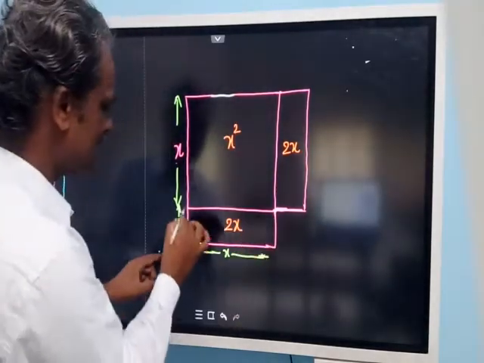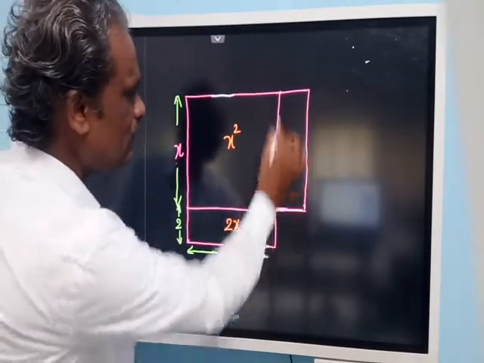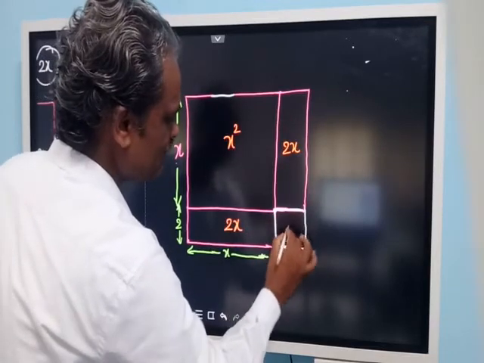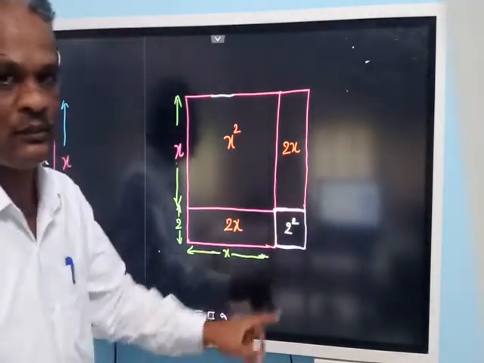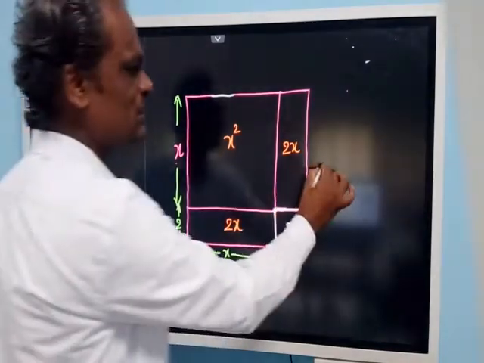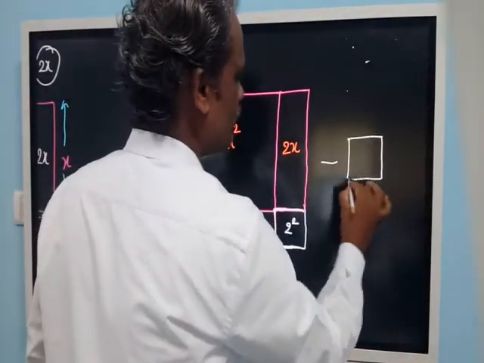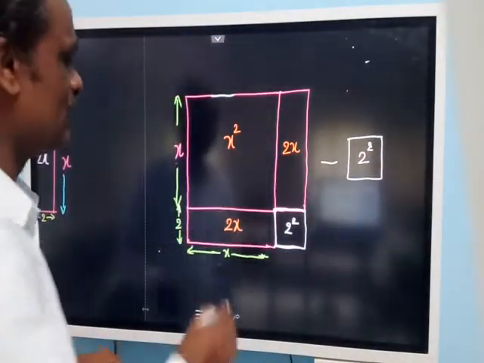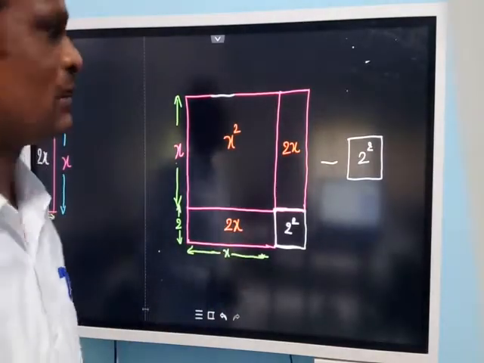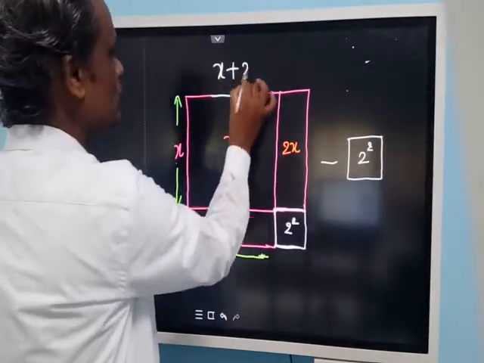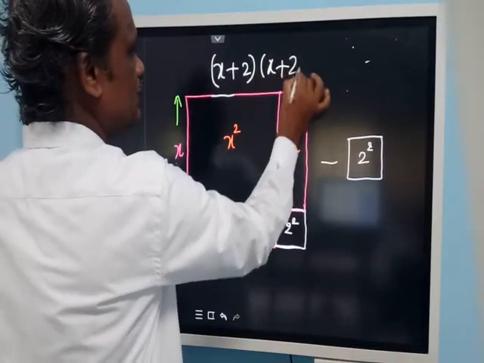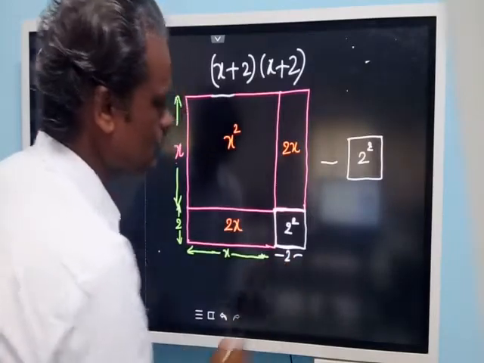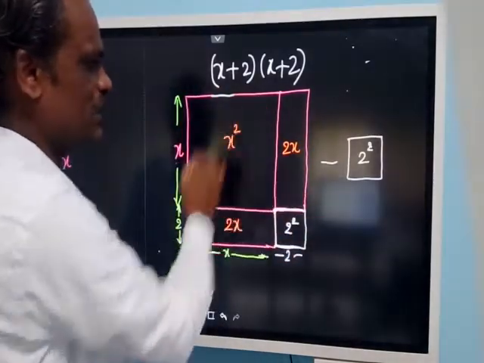Look at this, this length is equal to 2, and this also is equal to 2. If I fill this gap by a 2 by 2 square, I have added one square here, then you must subtract one square, 2 square. You have added one square and subtracted one square, so the value remains the same. Now look at this, this is a complete square. This is nothing but x plus 2 into x plus 2, x plus 2 whole square. X plus 2, here also x plus 2. So this is totally a square, x plus 2 whole square.